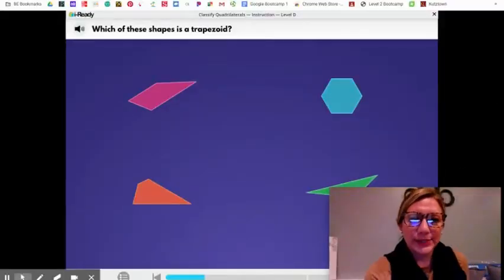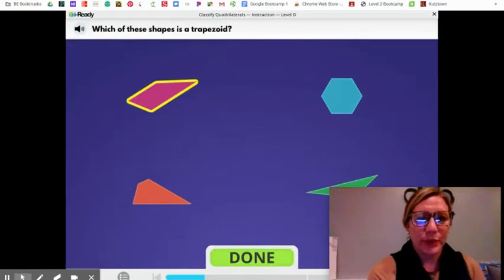So the shape has to have at least one set of parallel sides. So remember, two sides that are never going to intersect. Okay, keep that in mind to answer this question. So fourth grade, remember for a trapezoid, it has to have a set of parallel sides, but can only have 4 sides because we're talking about a quadrilateral, quad 4.